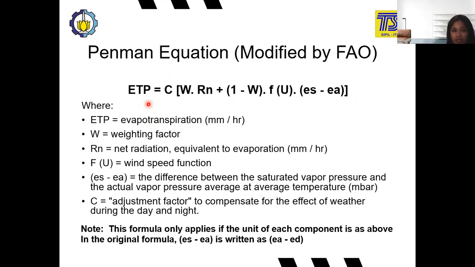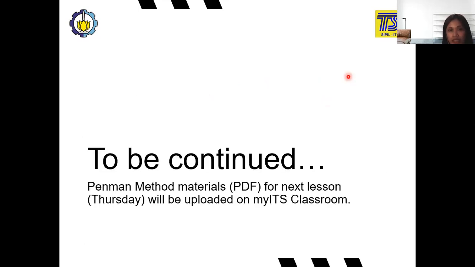For the evapotranspiration, we have to calculate the C. C is the adjustment factor to compensate for the effect of the weather during the day and the night. Then we have to know the W, the weighting factor. The Rn is the net radiation. And we have to know the Fu, the wind speed function. And Es minus Ea is the difference between the saturated vapor pressure and the actual vapor pressure at the average temperature. So this data can be found like here.